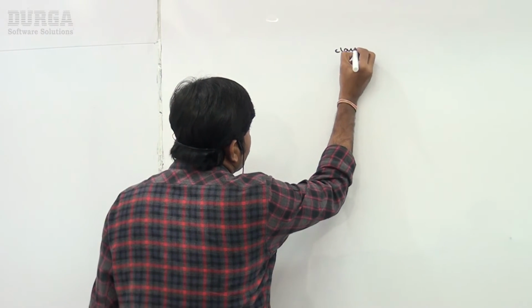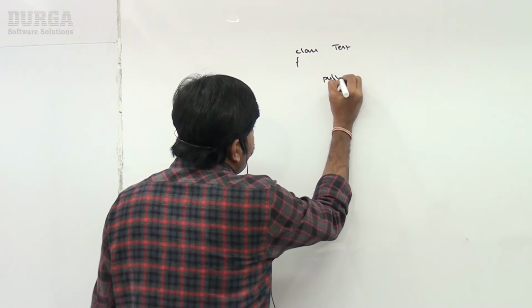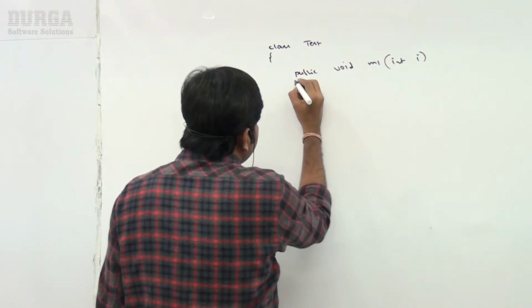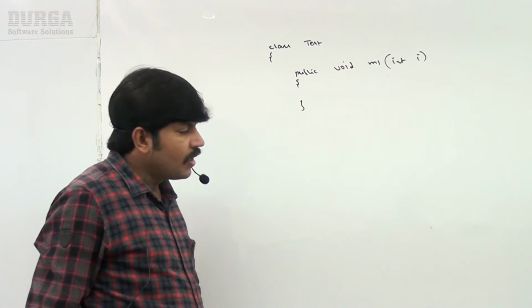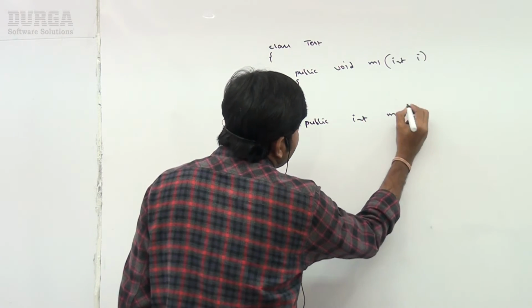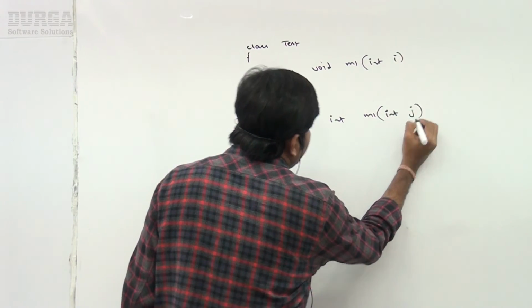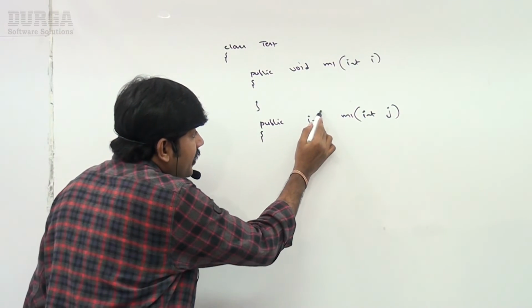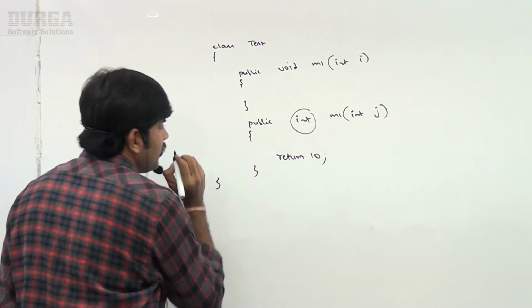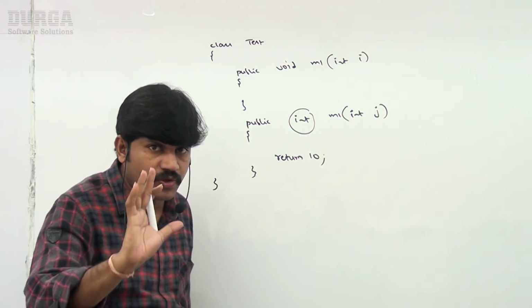I'm taking class Test. Public void m1 of int i, like this, I have one method. Next, public int m1 of int j. Here the return type is int, that's why it is expecting some int value. Return 10. This is the method we have.